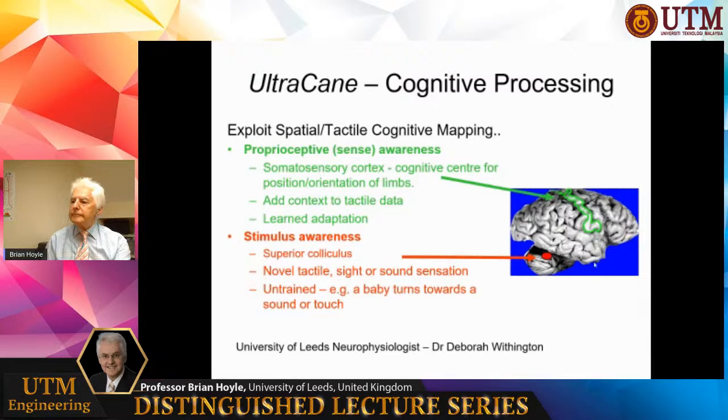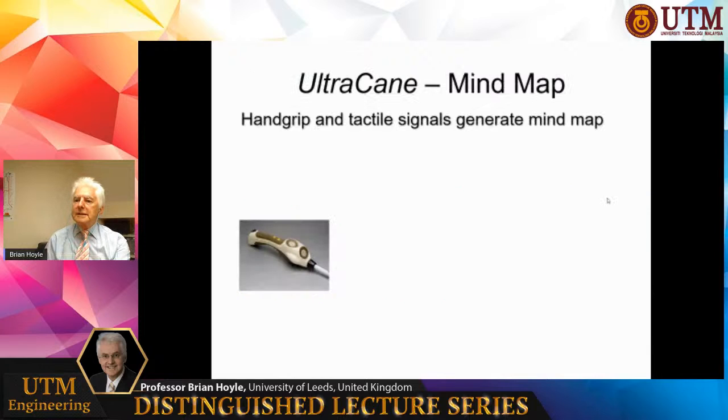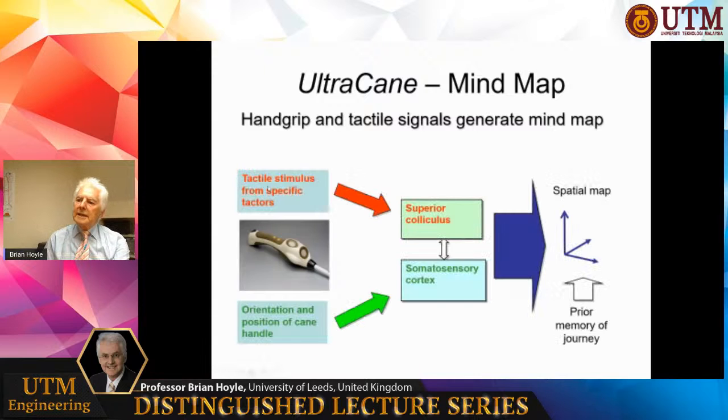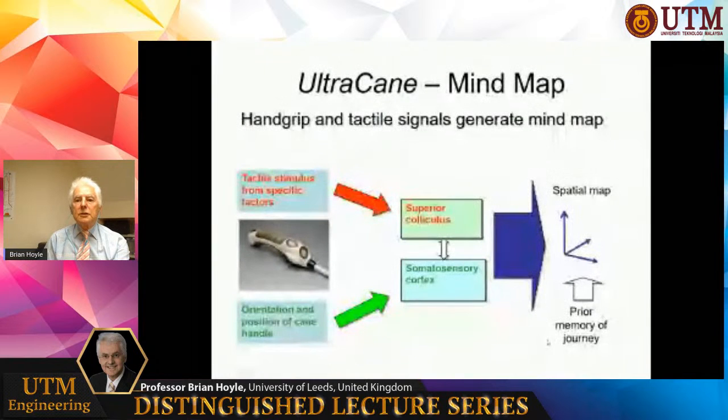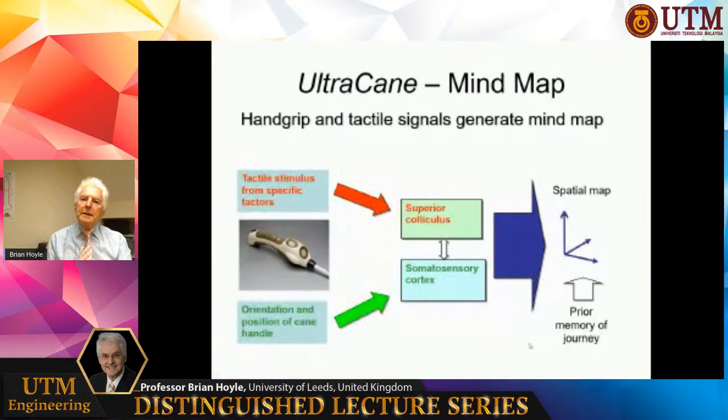Well, let's take a little systems view of that. Here we can see the picture. We're taking a tactile stimulus, the two links in the brain, adding the orientation and position of the cane, and that makes a spatial map. And if we've got a prior memory of a particular journey, all that information is integrated, just as it was in the Flying Blind A380, and we can help blind people to see with ultrasound.